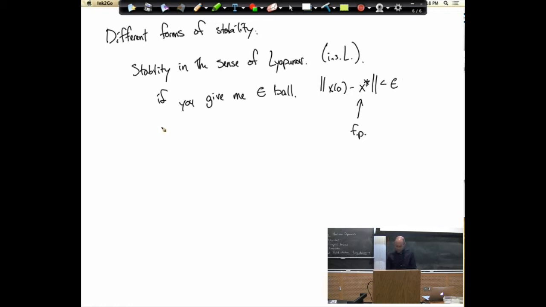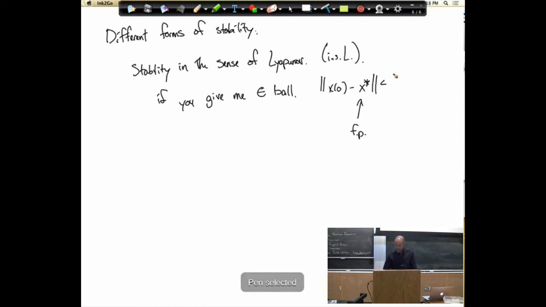If I give you a delta, I stay inside epsilon. Okay, so yes, good. I felt wrong when I said it. So if you give me a ball, thank you, Ani. If you give me any epsilon ball that I have to stay inside of, then there exists a delta such that if I start inside delta, then I'll stay inside epsilon for all of time.